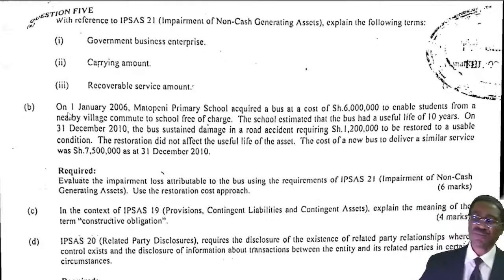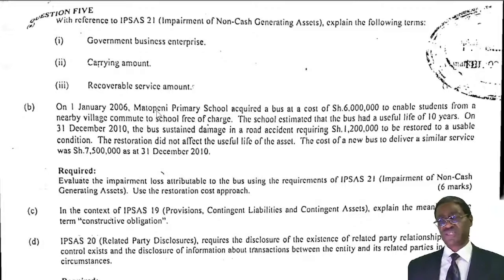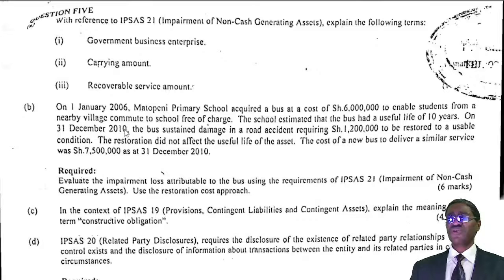Which says, on 1st January 2006, Matopeni Primary School acquired a bus at a cost of 6 million to enable students from a nearby village to commute to school free of charge. The school estimated that the bus had a useful life of 10 years. On 31st December 2010, the bus sustained damage in a road accident, requiring shillings 1.2 million to be restored to a usable condition.